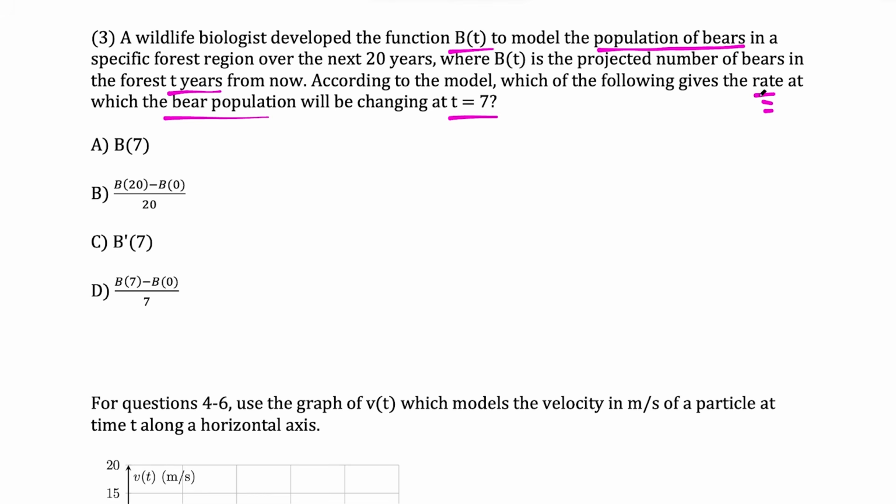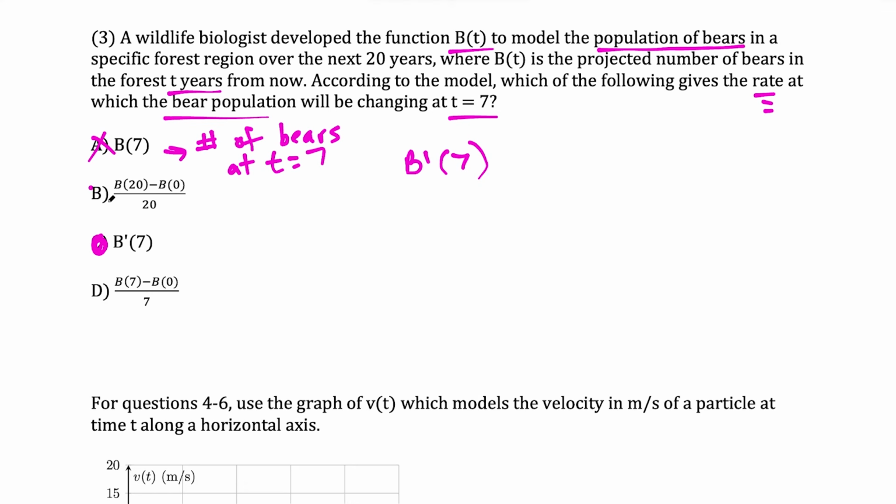For this question, we have to know that the rate of change at an exact moment of time refers to the derivative. So B prime of t is going to tell us the rate of change of the population of bears at exact moments in time. If we want to know the rate of change of the bear population at t equals 7, that's just B prime of 7, which matches choice C. Now, choice A is no good because B of 7 represents the number of bears. This is the number of bears at t equals 7 years, so this would tell us the exact population at t equals 7.